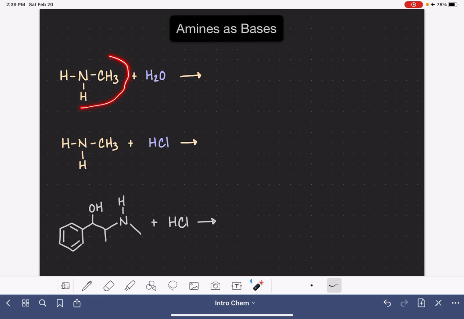I want to start by saying that the structure of this amine could be anything. I'm showing a primary amine, but it doesn't have to be a primary amine. It could have all hydrogens on it, it could be a secondary amine, it could be a tertiary amine.